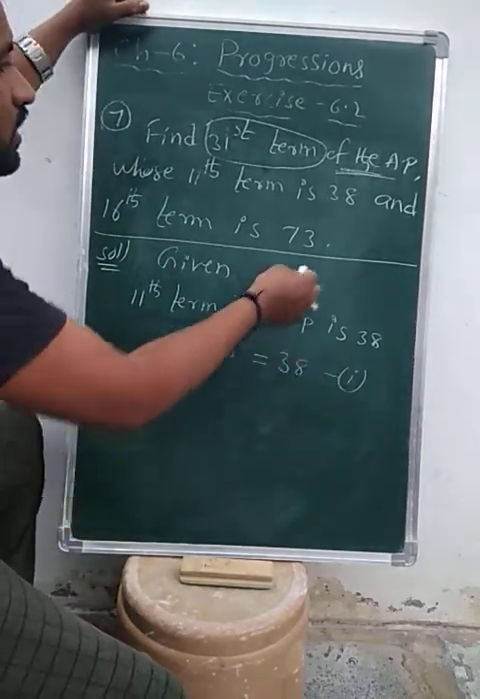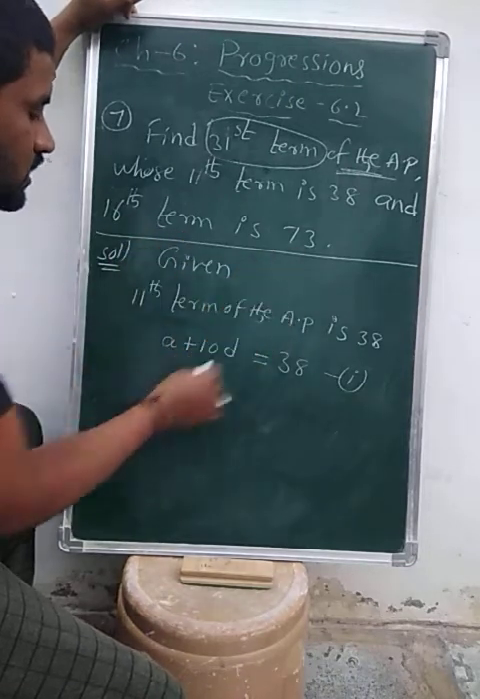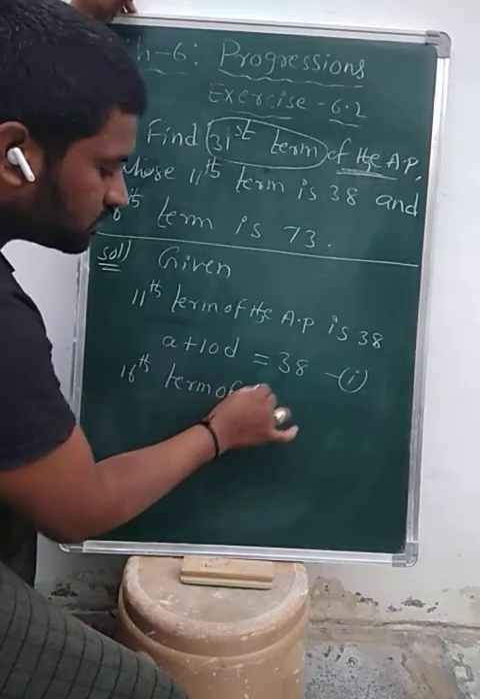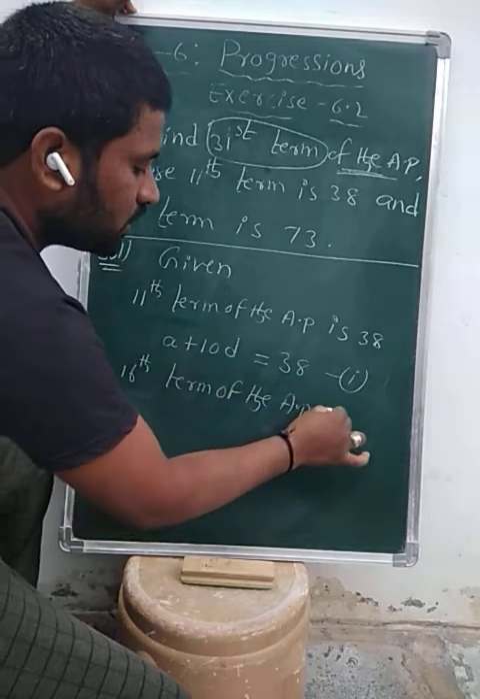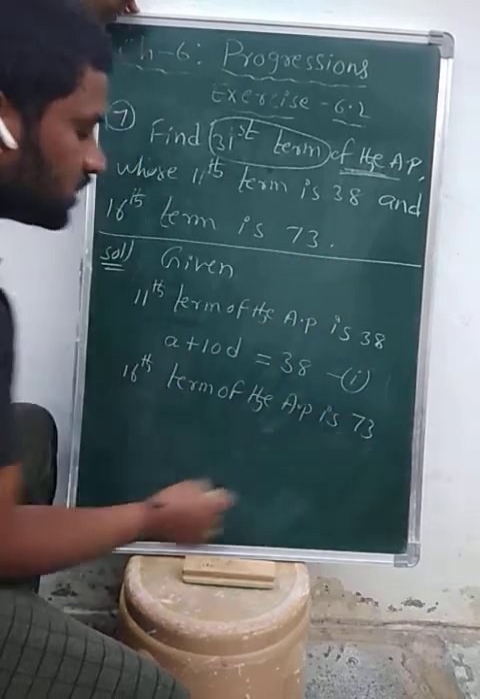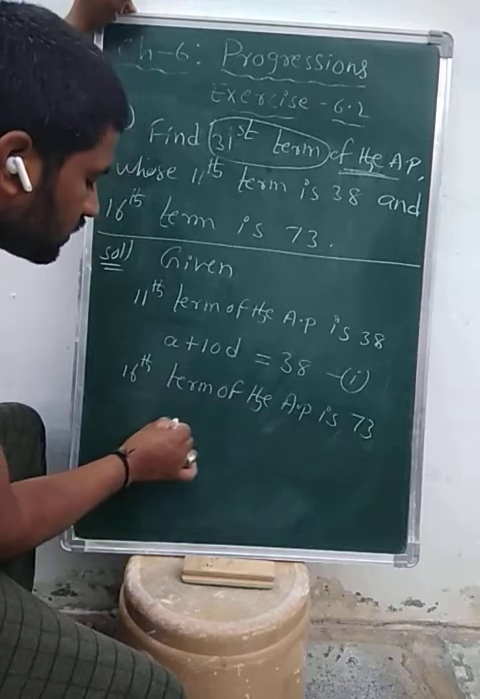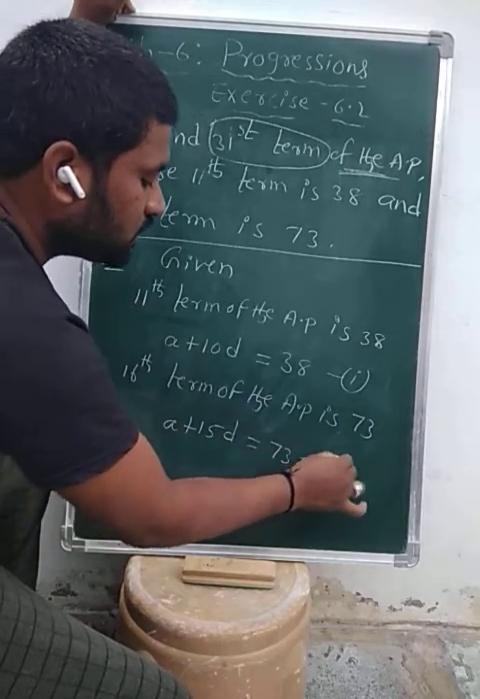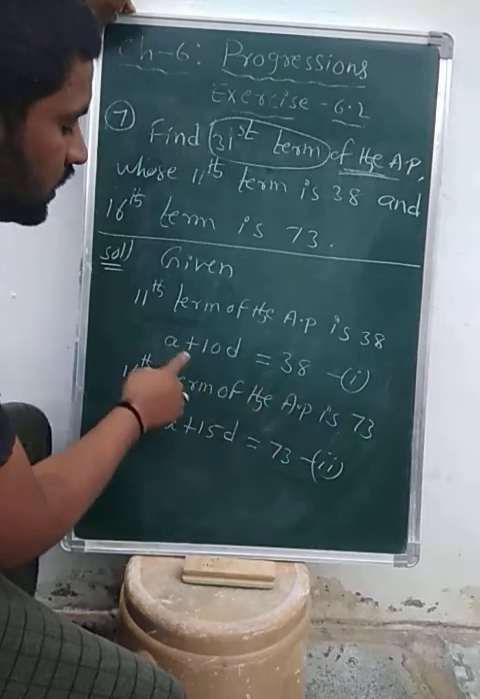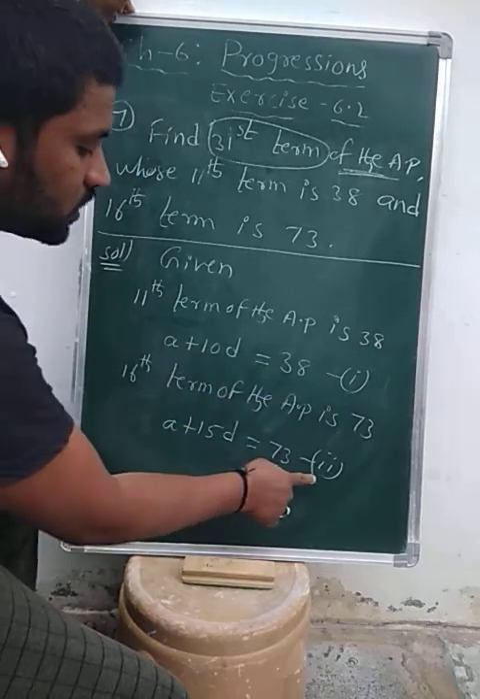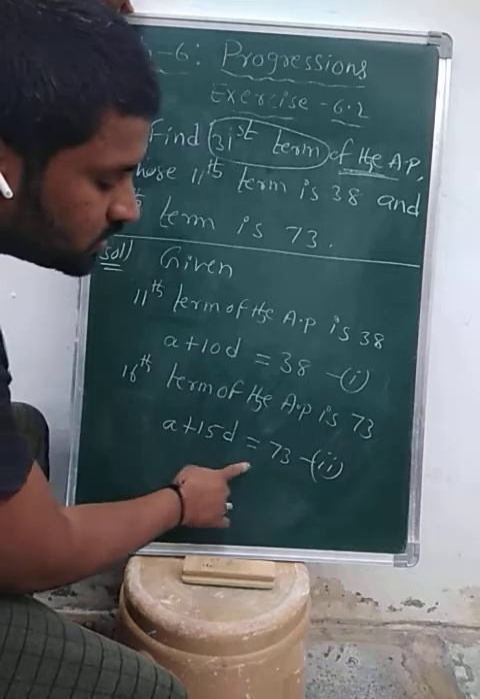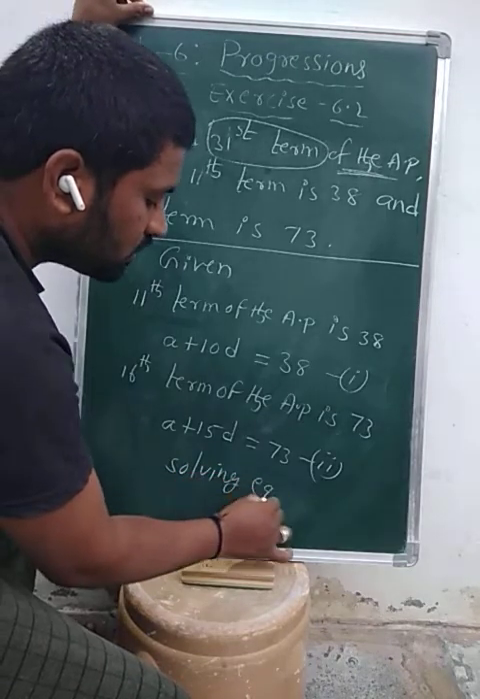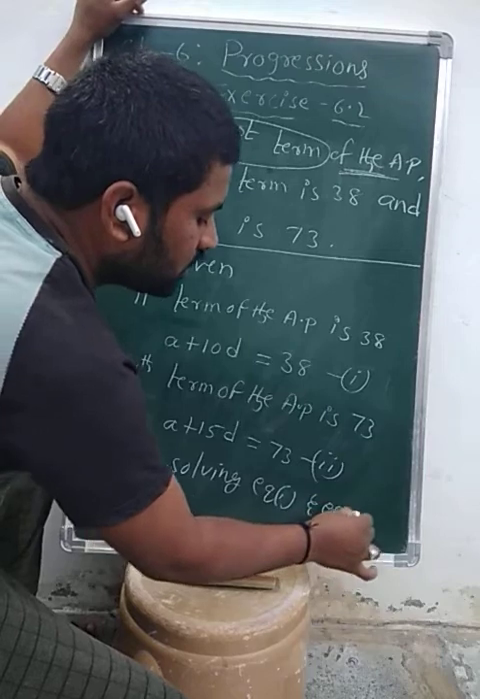Now in the same manner, the 16th term of the AP is 73. The 16th term means we can write it as A plus 15D is equal to 73. So equation 1 is A plus 10D is equal to 38, and equation 2 is A plus 15D is equal to 73. Now solving equation 1 and equation 2.